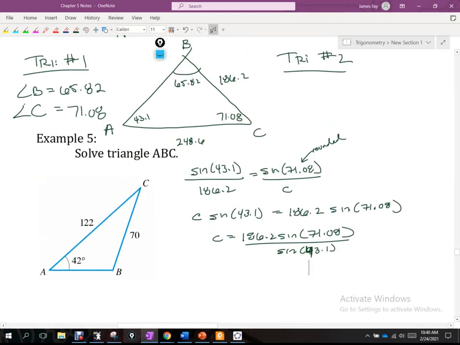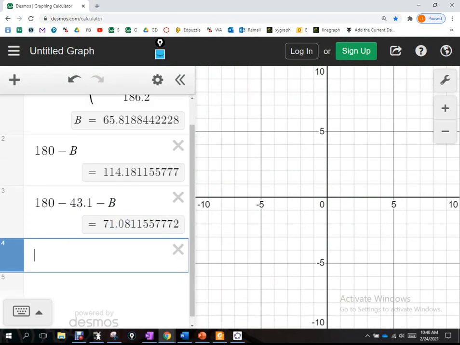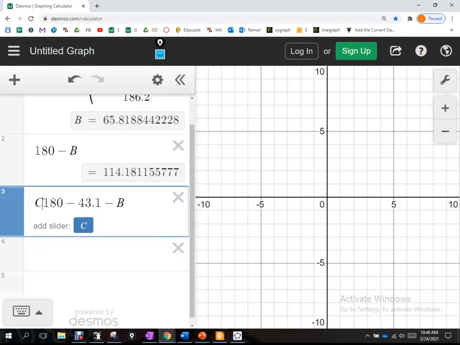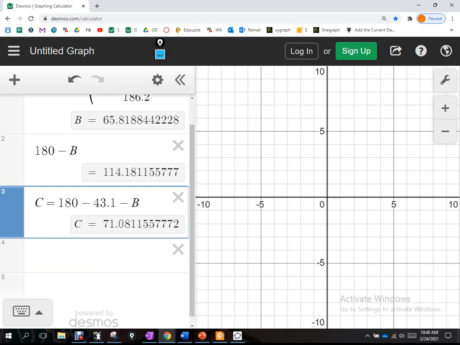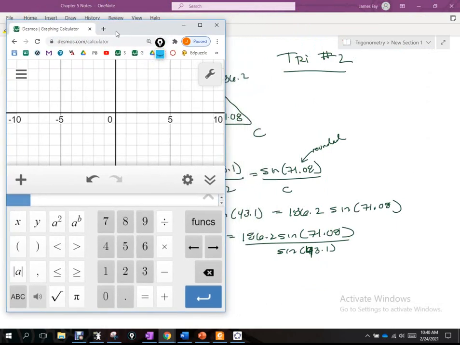So I'll type that stuff in. Okay. Now, because I've been using Desmos, I'm going to call this angle C so I don't have to do any rounding, right? If I do this in Desmos, I actually get a precision out to 9 or 10 decimal places because I use absolutely no rounding.